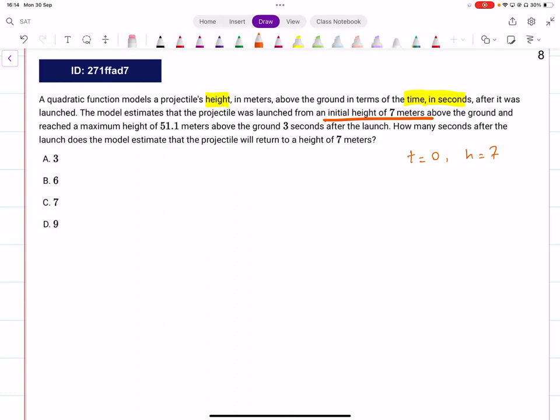Okay. It reaches a maximum height of 51.1 3 seconds after the launch. That means when t is equal to 3, h is equal to 51.1, and that's the maximum point as well of this function. So we have a quadratic function. We know 2 points on that quadratic function. How many seconds after the launch does the model estimate that the projectile will return to a height of 7 meters? How do you figure this out?